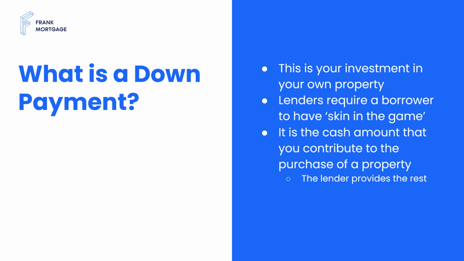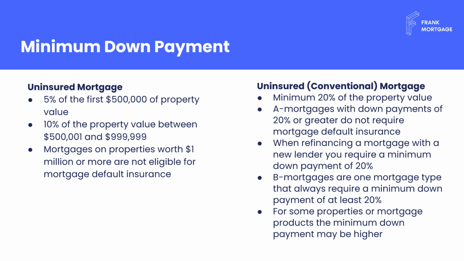Well, what is a down payment? It's the investment in your own property. Lenders require a borrower to have some skin in the game, which is the cash amount that you contribute to the purchase of your property, and then the lender provides the rest. As an example, if you had a 10% down payment on a $100,000 property, you would pay $10,000. The lender would contribute $90,000, and you'd pay $100,000 for that property. Simple math there, but that's the gist of it.